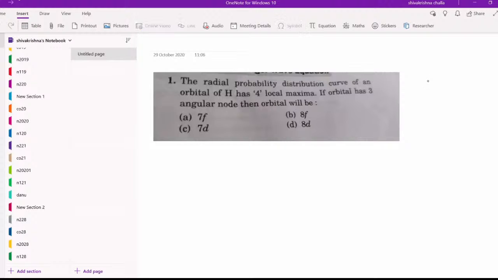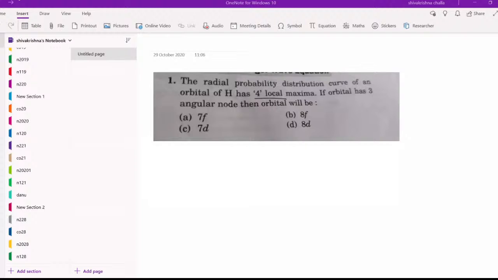Yes, Yoganand Reddy, excellent. Tell me. Sir, option A, 7F. Yes. Excellent. You did a good job. Why is it so, given the probability distribution curve of an orbital has 4 local maxima? Remaining students, anybody having a doubt? Preetham? Sir, 7F only, sir. 7F. Good boy.